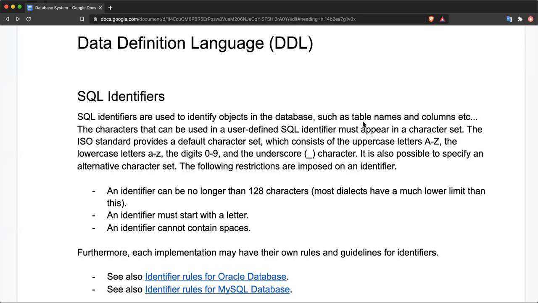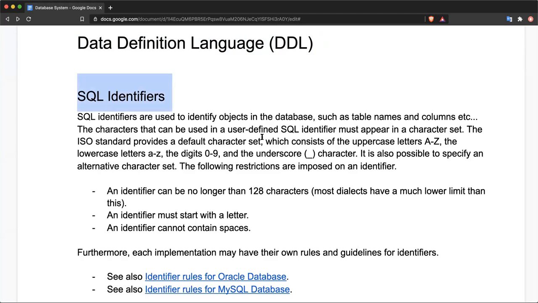In this video, we will be discussing database definition languages and see how they can be used. Actually, before we can create any structure or database tables, we need to understand the concept of SQL identifiers.